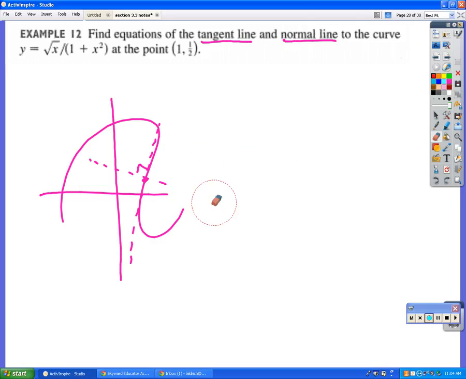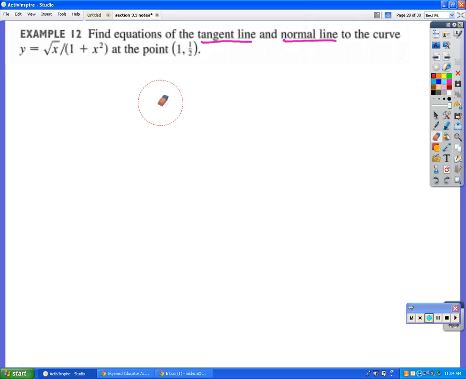Okay? So like I said, 95% of the questions that I ask you between now and Christmas, the answer is the same. What do we do first? Find the derivative. Okay, so I'm going to rewrite this in exponent notation right off the bat. y equals x to the 1/2 over 1 plus x squared, and take the derivative of that. Why don't you do that part on your own, and then we will compare our answers and make sure that you are doing this.